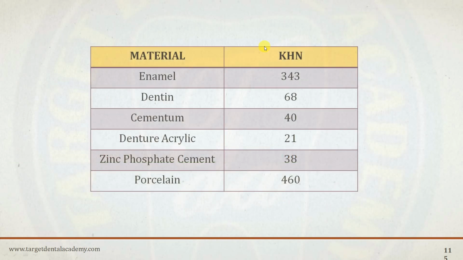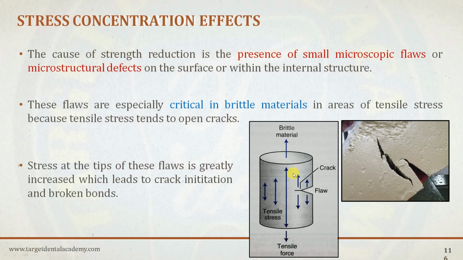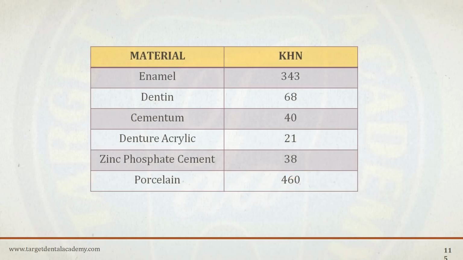So this is the material and the Knoop hardness. Enamel has 343, dentine has 68, cementum has 40, denture acrylic 21, zinc phosphate cement 38, porcelain 640. So I have a question regarding this. Hardness, an MCQ. Which hardness number does not depend on the ductility of the material? The answer is Knoop hardness number.